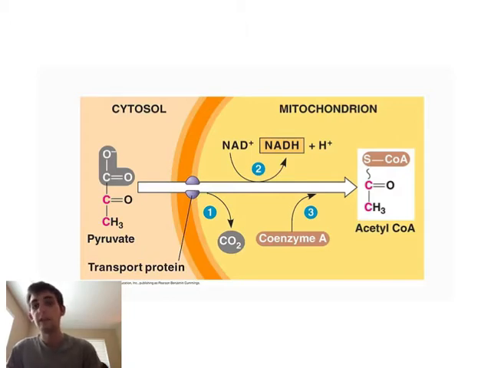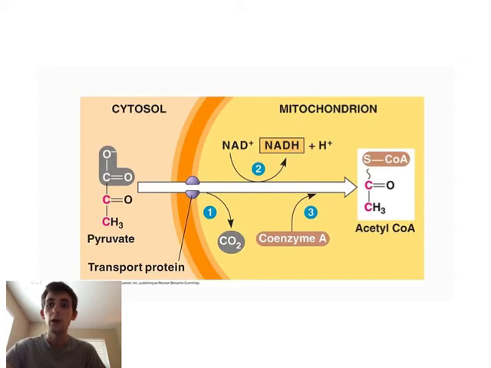This part is the oxidation of pyruvate. Before pyruvate can move into the Krebs cycle or the citric acid cycle, it needs to become oxidized. It does this through a series of steps in which we give off CO2. This is the actual area where carbon dioxide is given off, the carbon dioxide you breathe out.